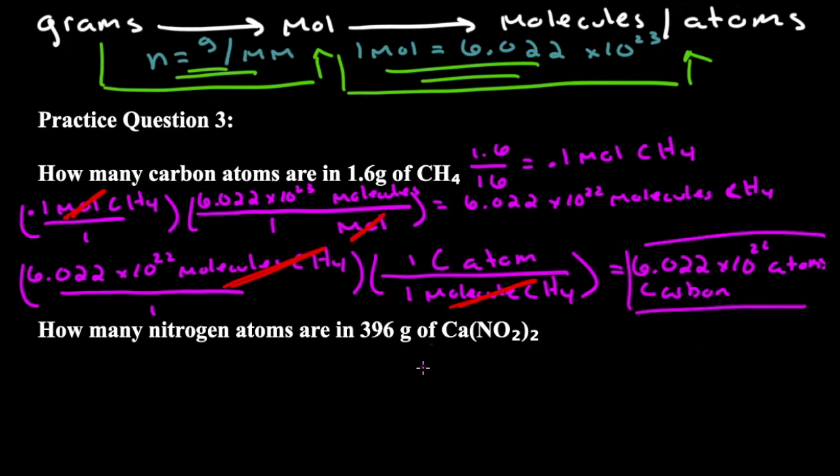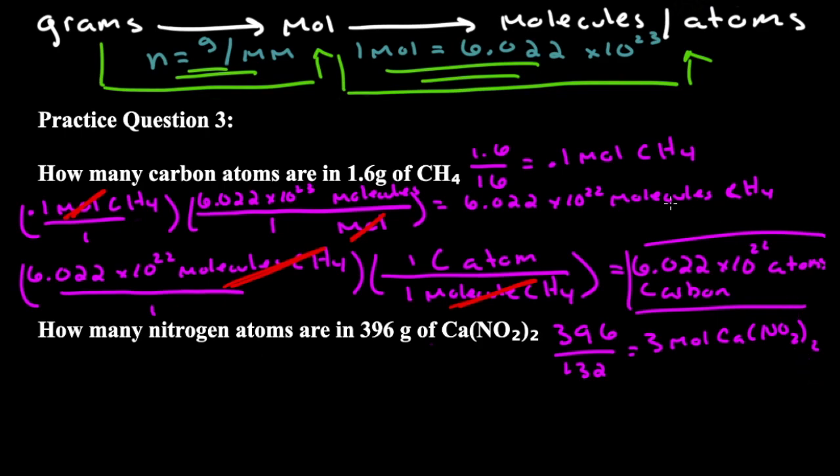For this next question, we have 396 grams of this chemical right here, and we want to find the number of nitrogen atoms. So what we'll do is we're going to go from grams to moles, and we'll do this equation right here. And so I'm going to say that I have 396 grams divided by the molar mass of this chemical, which is going to be 132, and that's going to be 3 moles of Ca(NO2)2, and we have NO2, and we have 2 of them.